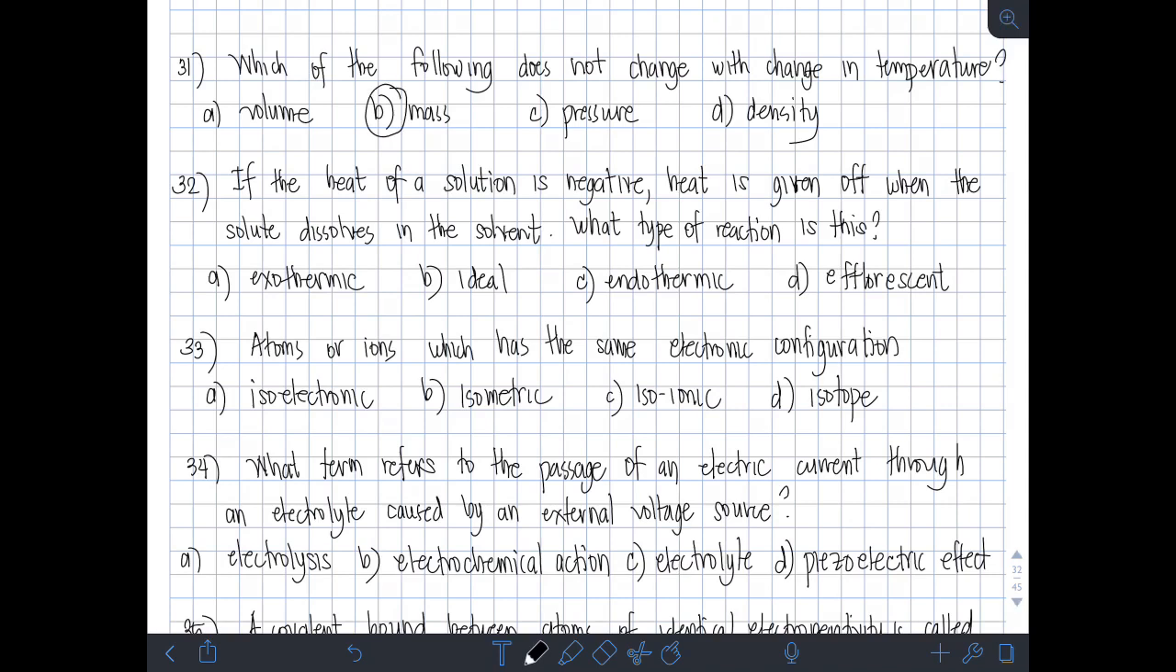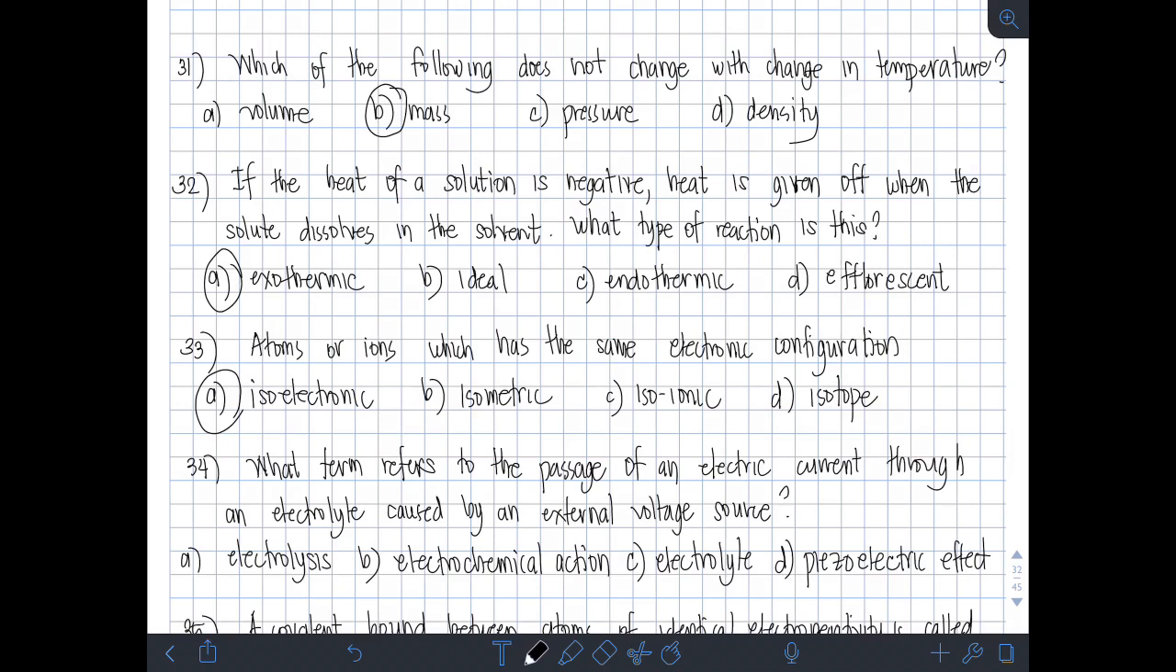Next, if the heat of a solution is negative, heat is given off when the solute dissolves in the solvent. What type of reaction is this? A, exothermic, B, ideal, C, endothermic, D, efflorescent. So the correct answer here is letter A, exothermic. Next, atoms or ions which has the same electronic configuration, A, isoelectronic, B, isometric, C, isoionic, D, isotope. So the correct answer here is letter A.